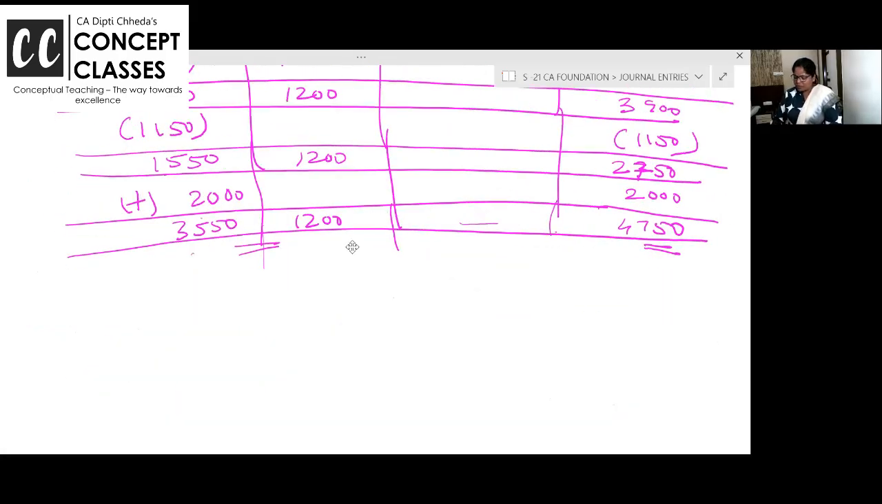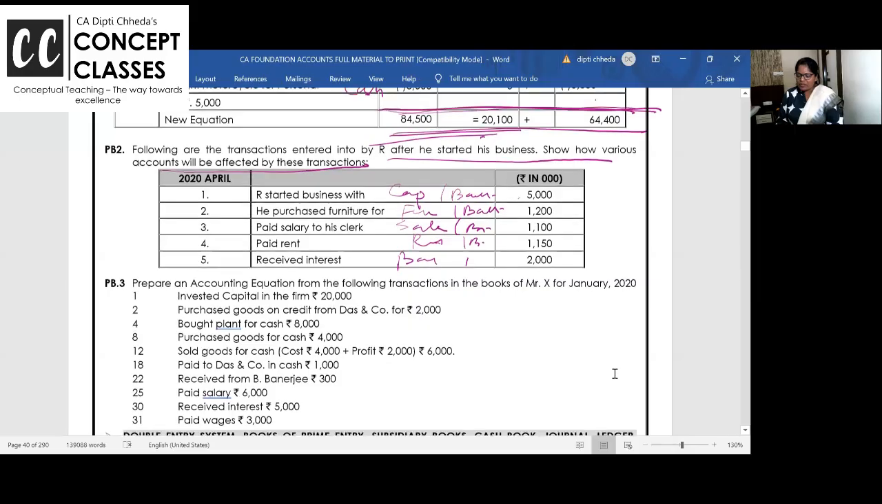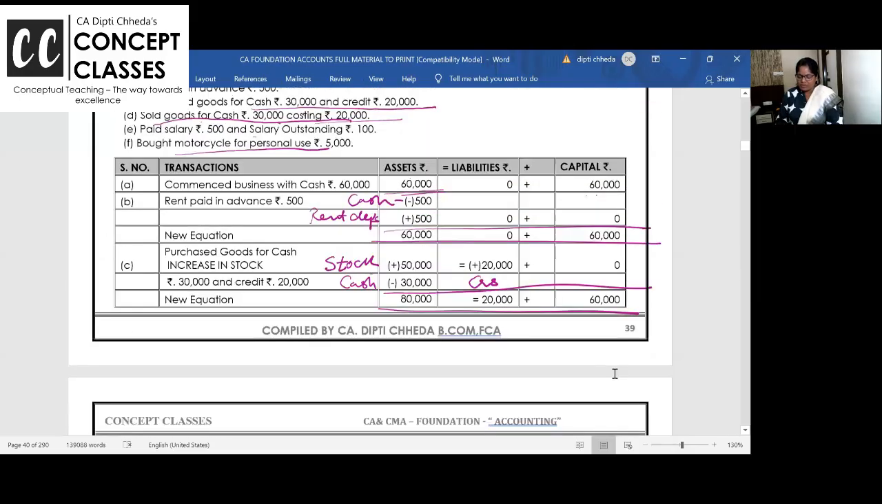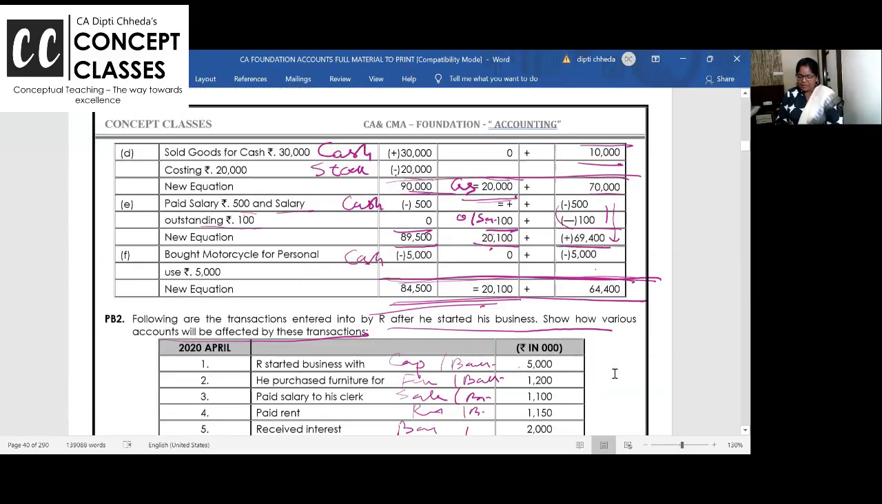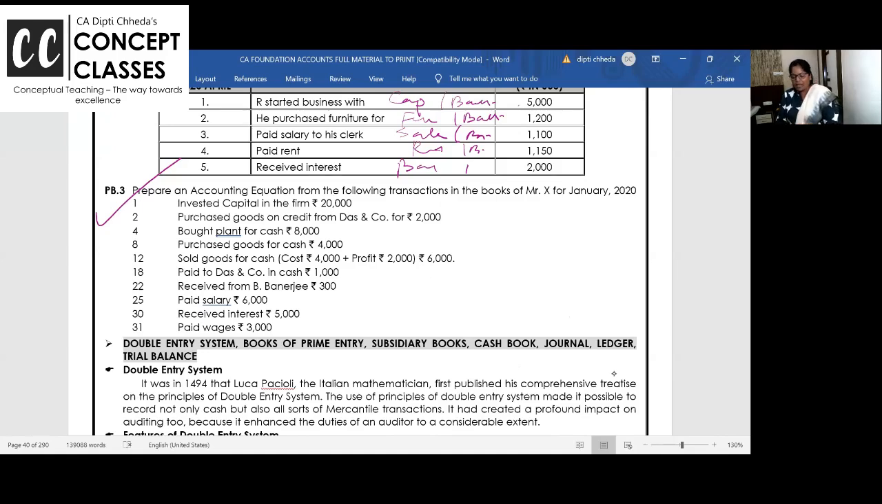Okay, last one for today. We have done the first problem today. We have done the sixth problem. Now, oh, sorry. First is already solved. Done. Second we have done. Third we are doing now. Prepare an accounting equation.